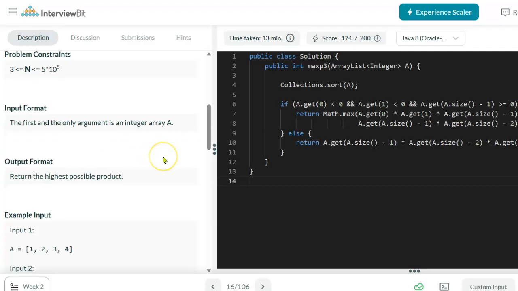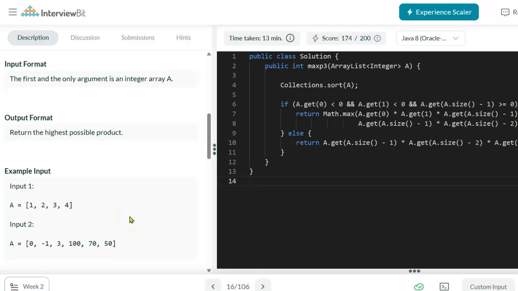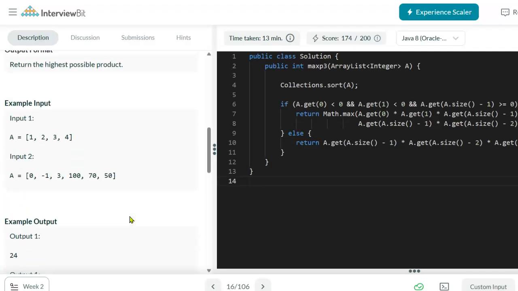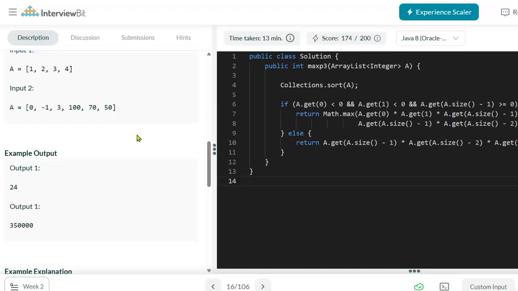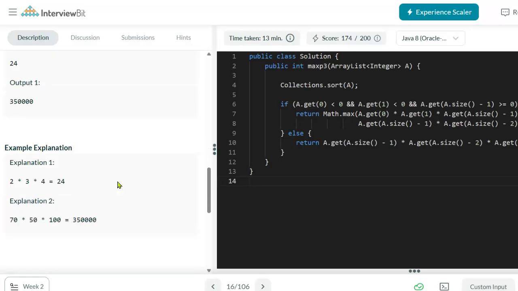Input format: the first and only argument is, actually, if you're doing this in Java as we are, it's not an array, it's coming in as a list. Return the highest possible product. Example, input 1, 2, 3, 4. It's already sorted, so it would be 4 times 3 times 2, 12. This one, input 2, 0, -1, 3. Again, it's easy to see just from looking at it that you want to multiply the three largest numbers.